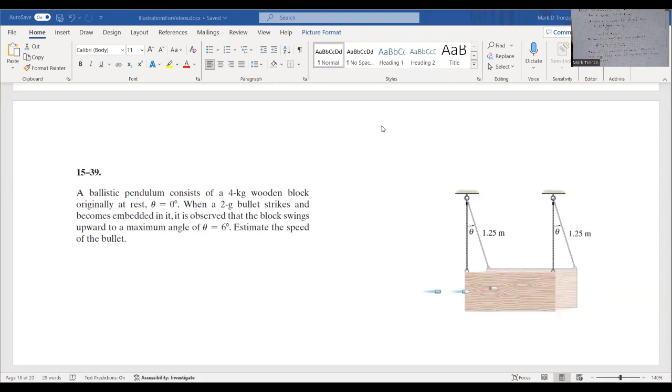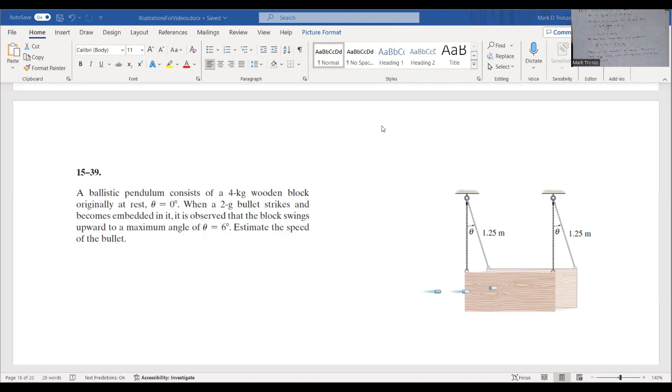In this next problem, 15-39. It says a ballistic pendulum consists of a 4-kilogram wooden block originally at rest, that is, theta is 0 degrees. When a 2-gram bullet strikes and becomes embedded in it, it is observed that the block swings upward to a maximum angle of theta equals 6 degrees. Estimate the speed of the bullet.